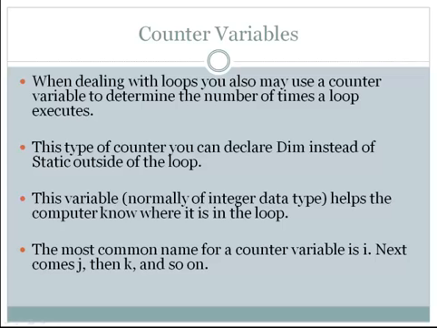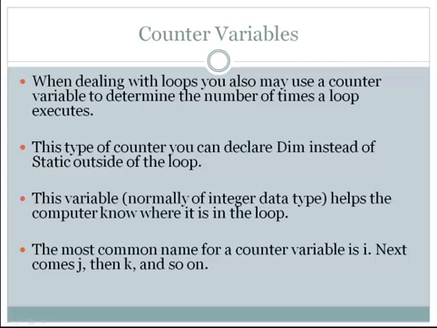Remember, when dealing with loops, you can use a counter to determine the number of times a loop executes. This type of counter, because you don't want to keep the value being held in an event click, remember the event click, when you dim a variable, you're declaring it and it resets itself every time you hit that event. But because you're in a counter, that's not happening. So these types of counters you can actually declare with dim as opposed to static, and you declare them outside of the loop. This variable, which is normally an integer, helps the computer know how many times that loop iterates, or how many times it's going to go through the loop.